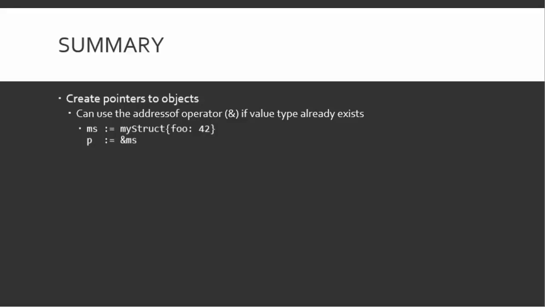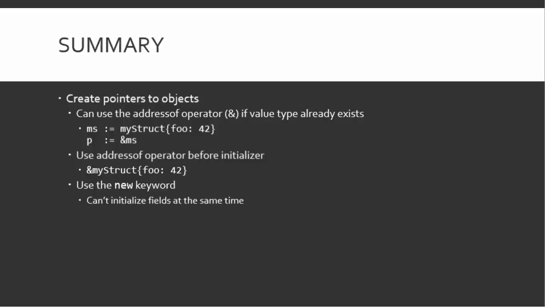Then we moved on to learn how to create pointers to objects, and we learned that there's a couple of different ways. So the first thing that we could do is use that address of operator to get access to a pointer to an object that we've already created. So in this example, we've got an instance of a myStruct object called ms, and then we can use that address of operator to create a pointer p to that struct. But we can also do that directly. So if we precede an object initializer with that address of operator, then we can actually directly create a pointer, and we don't have to have an intermediate variable that's holding that value.